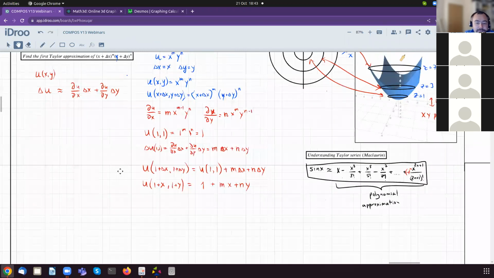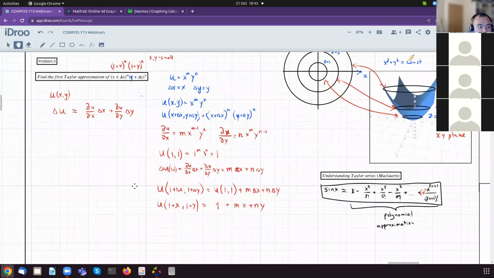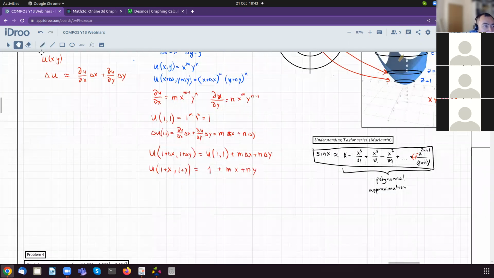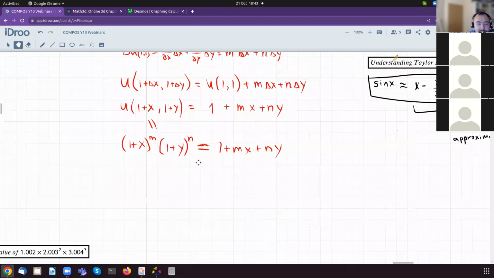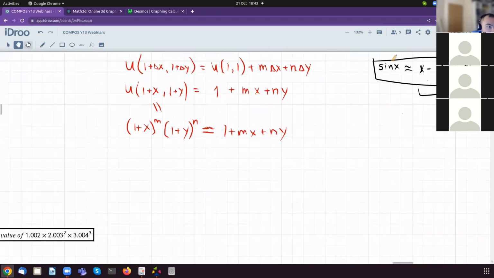And finally, this thing is 1 plus x to the power m, 1 plus y to the power n. So this is the approximation, 1 plus mx plus ny. Let's see if this actually works.